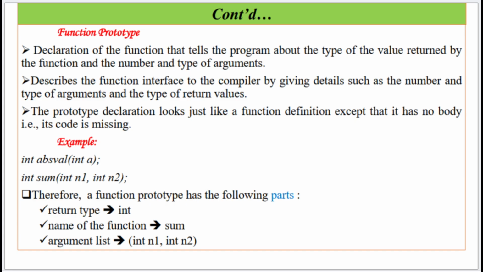and the number and type of arguments. It describes the function interface to the compiler by giving details such as the number and type of arguments and the type of return values. The prototype declaration looks just like a function definition except the body is missing, i.e. the code is missing. Example: int absval(int a, int sum, int n1, int n2). Therefore a function prototype has the following parts: return type int, name of the function, and argument list, int n1, int n2.